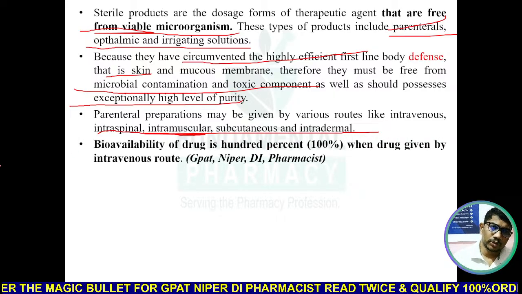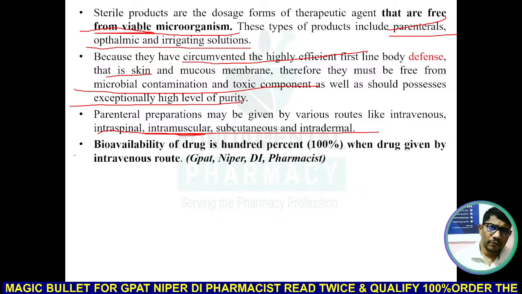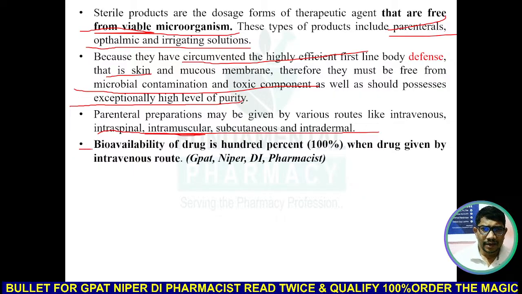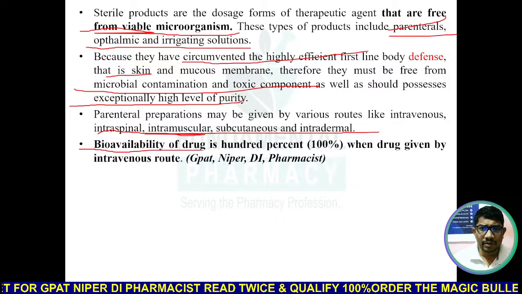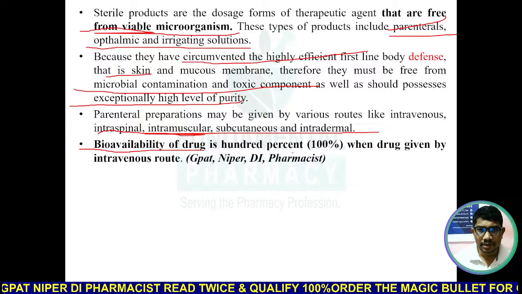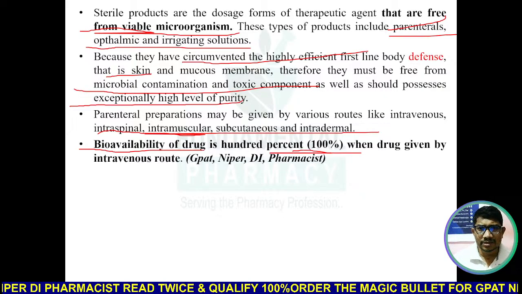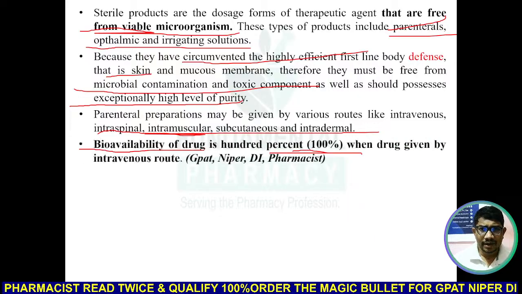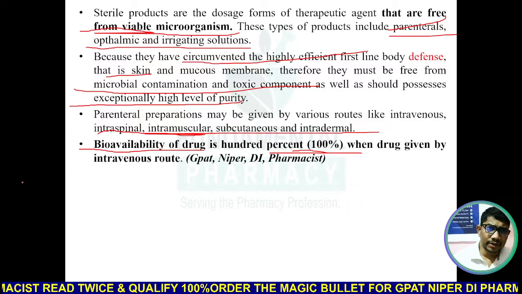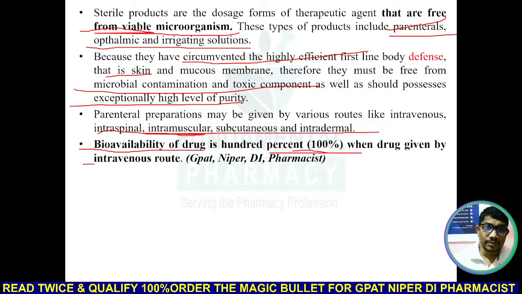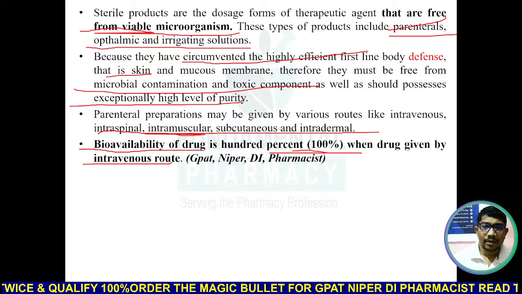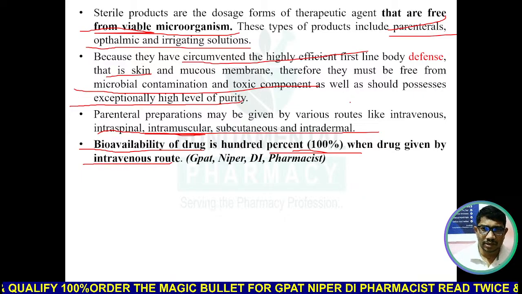Now, one question has come repeatedly, 2-3 times. When injections are given by intravenous route, the bioavailability is 100%. The bioavailability is 100% when drug is given by intravenous route, because you are injecting drug directly into the systemic circulation. That's why, and there is no need of absorption or distribution.